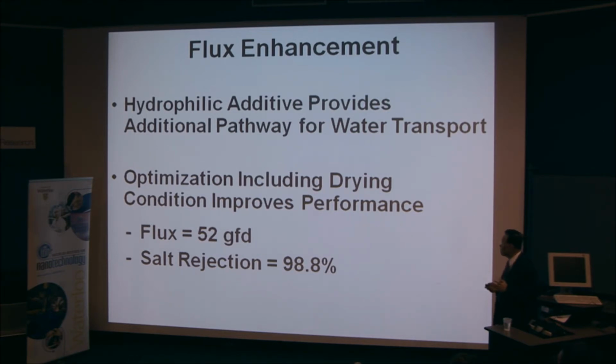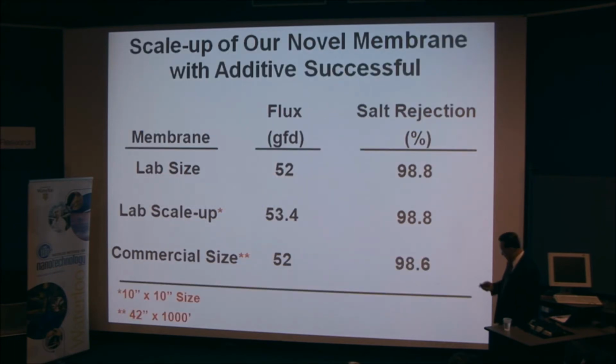Obviously the hydrophilic additive provides an additional pathway for water molecule transport, because the membrane is much more hydrophilic. We also need to go through some additional steps, including so-called pore treatment and drying. So we are able to improve the flux to 52 GFD, and the salt rejection is also pretty good.